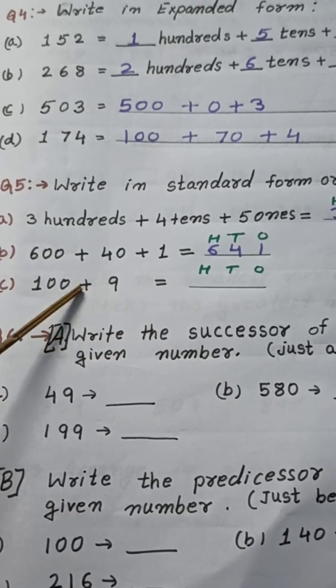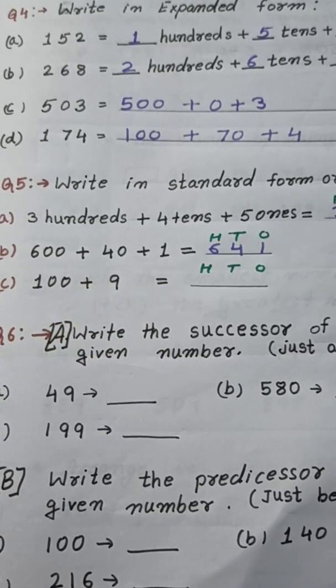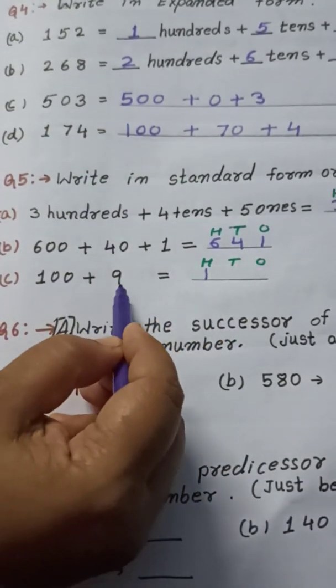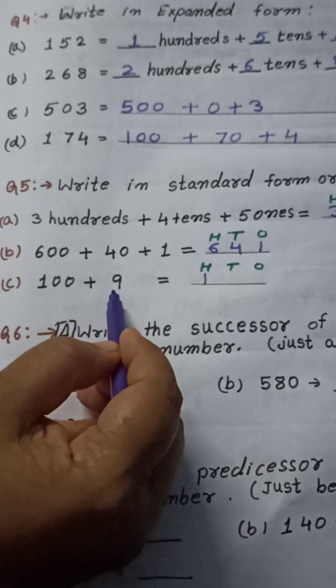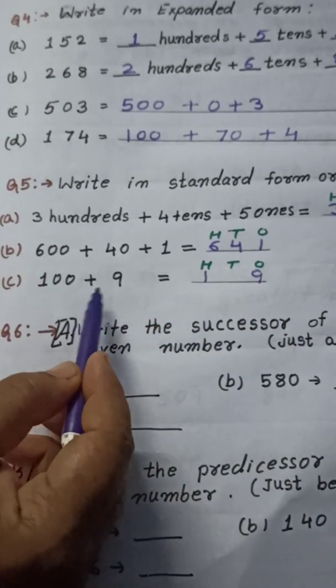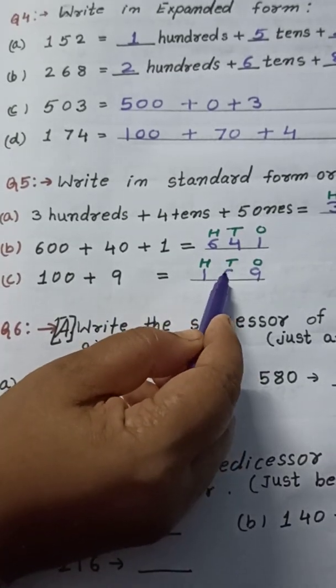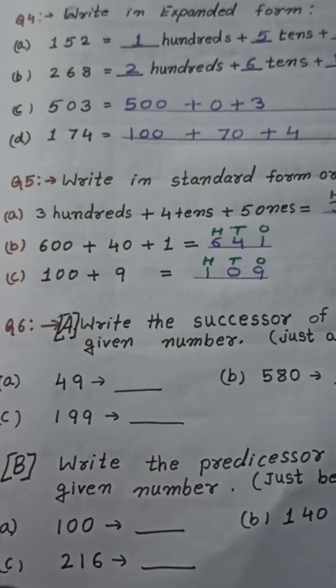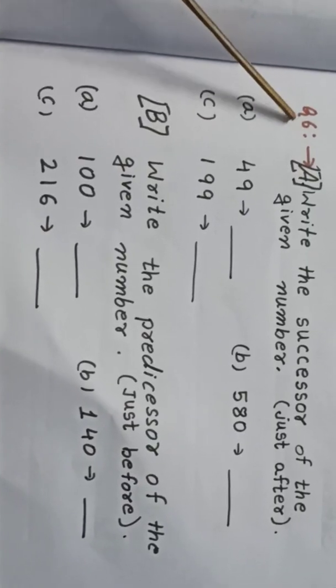But the tens place is not given. Here only the ones place is given. So first we will write here 1 and 9 is standing on the ones place. So we will write 9. But what about tens? If it is not given, we put here 0. That is 109.